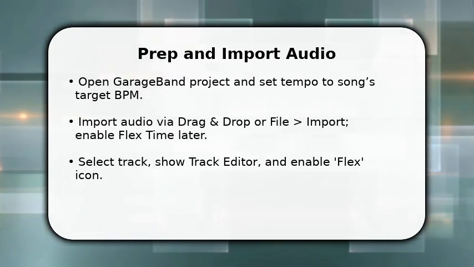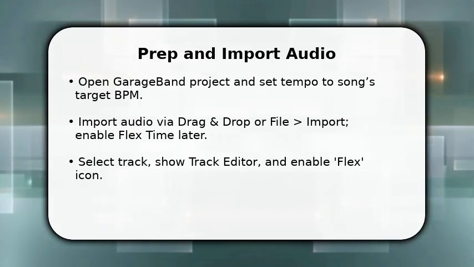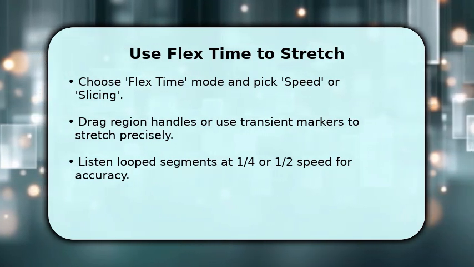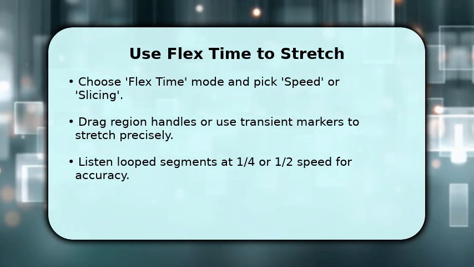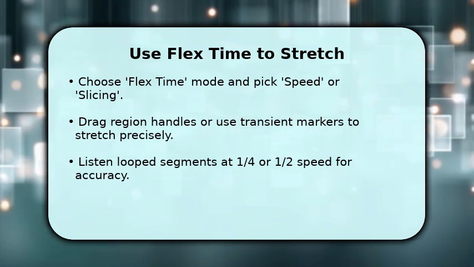With flex time active, choose the appropriate algorithm: speed for uniform stretching, slicing for beats. Then click the audio region, drag the region's end handle to lengthen or shorten, or move transient markers to adjust timing locally. Once you've stretched, use the playhead and loop a section to check alignment.